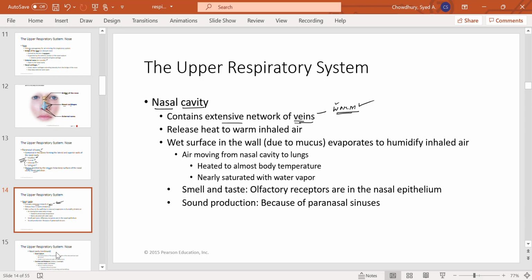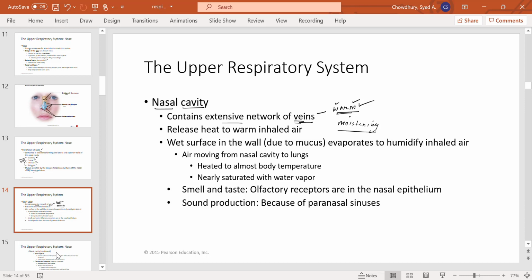Okay, and the surface is not only warm but also, you know, that inner surface of the nasal cavity is moist and sticky. So when dry air is inhaled, that would get moist when it passes through the nasal cavity, because the surface is wet and moist. So moistening the air is another important function. So warming the air as well as moistening the air before it enters into the lung.